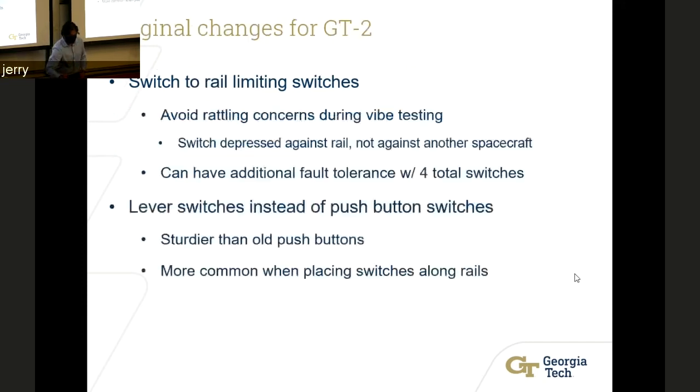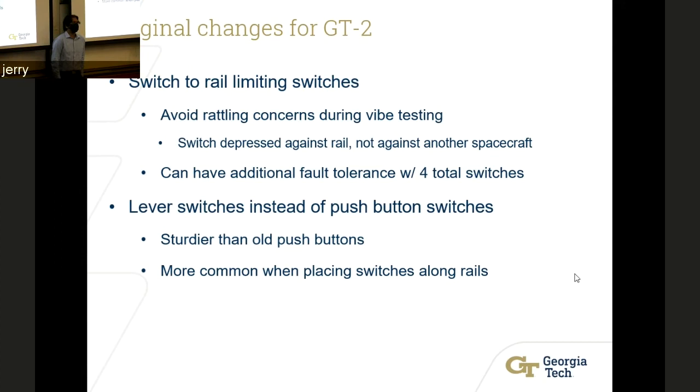Because of the challenges that happened integrating these switches into our CubeSat for GT1, there was a desire to switch to rail limiting switches. As you remember, I brought up there were the push button switches on the -Z plate and then the rail limiting switches on the walls of the CubeSat. The rail limiting switches are beneficial because, one, they avoid major rattling concerns that would happen during vibe testing. If you remember, the push button switches would lay up against another CubeSat, while the rail limiting switches would lay up right against the walls of the JSSOD, and there's less chance of vibrations happening when laying against the walls than while up against another CubeSat.